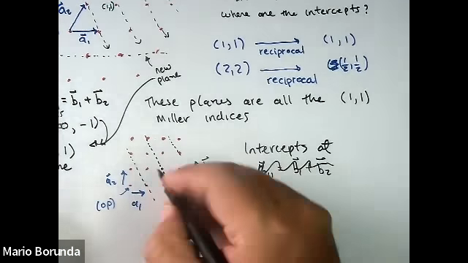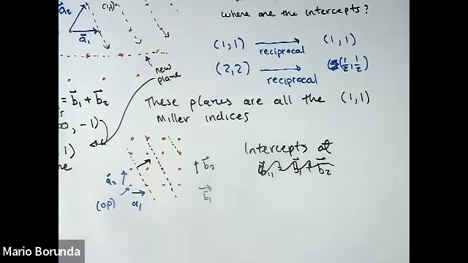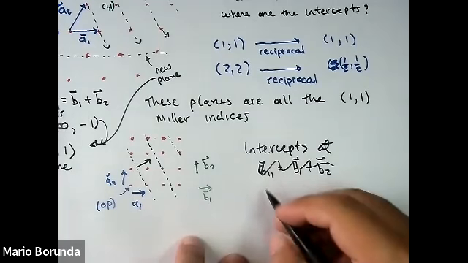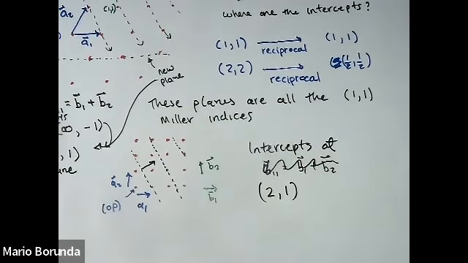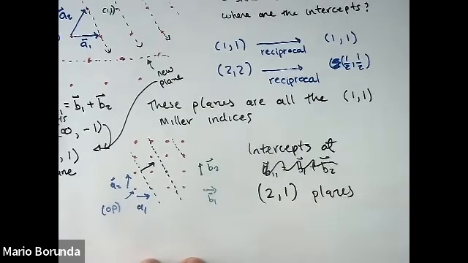So let me show you another hint. There's a vector that goes in that direction. That's the direction of our planes, right? This is perpendicular to this plane. What is this vector? 1, 2, or 2, 1? Two, one. So that's the planes that we have here. And this family of planes is all identical. So this right here is repeated here, is repeated here, and so forth. So all of those planes are identical. And that would be the 2, 1 planes.